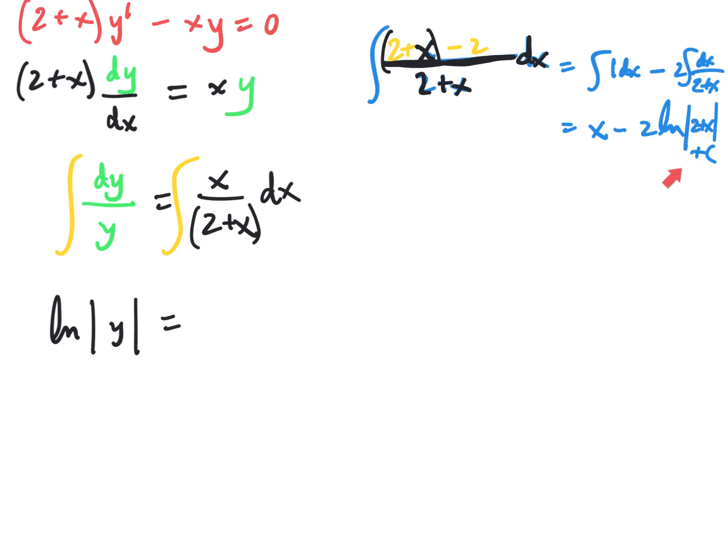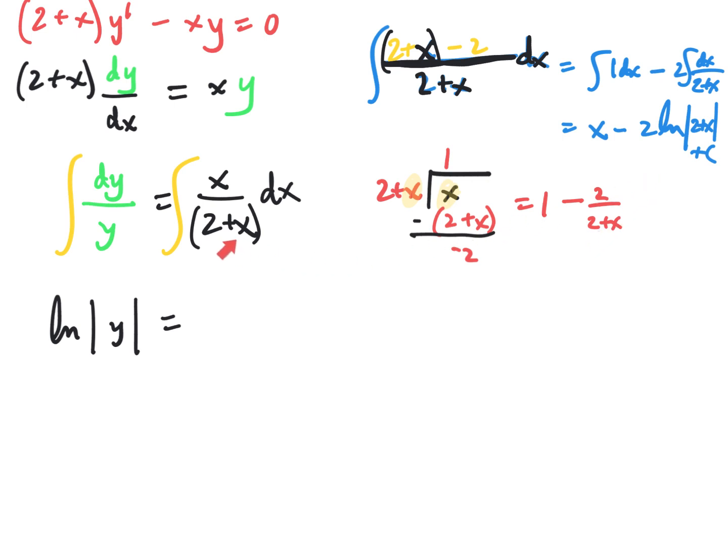plus c. Here's another way we could have done it. 2 plus x divided into x, we could do long division. X divides into x 1 time. 1 times the divisor is the divisor. X minus that is x minus x, which is 0, and we have negative 2. So the ratio is equal to the quotient plus the remainder over the divisor, 1 and negative 2 over 2 plus x, which is exactly what we had here. We take the antiderivative, we'll get x minus 2 times the natural log of 2 plus x plus c.